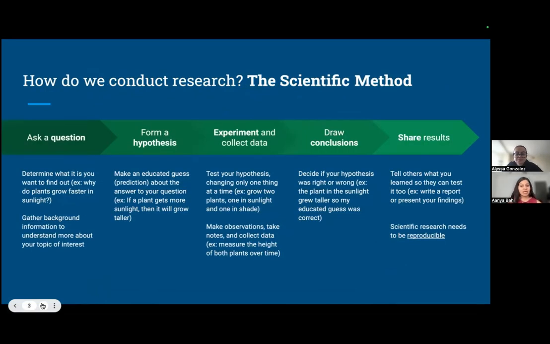So, Alyssa and I are both scientists, and we look at different diseases, but we use the same method. The framework we use is called the scientific method. This is a framework that all scientists use to conduct research, no matter the type of research they're doing, no matter the questions they're answering, and no matter what they're looking at. So, the first step in the scientific method is a question.